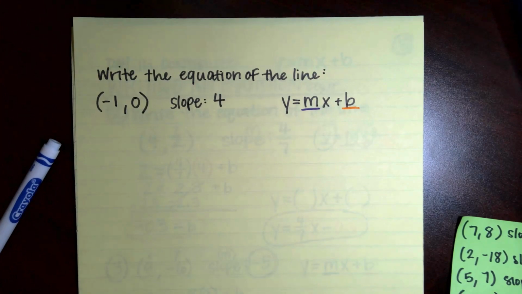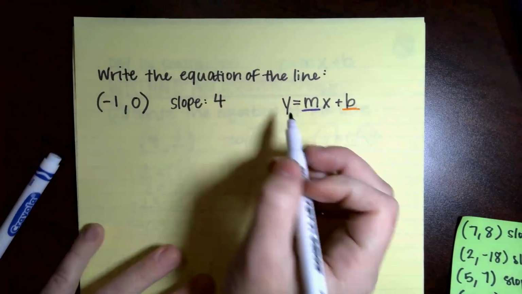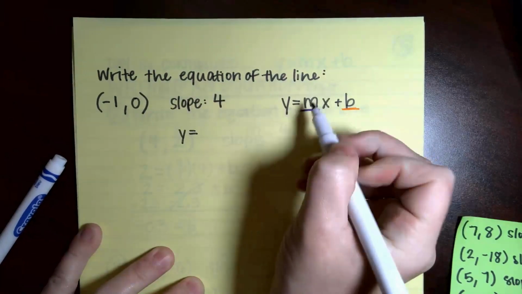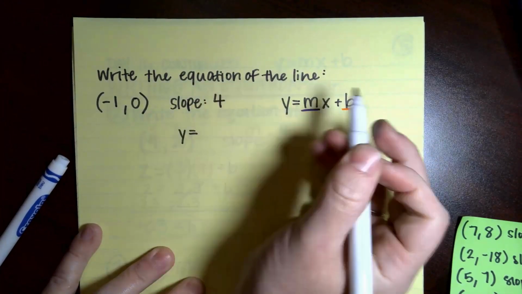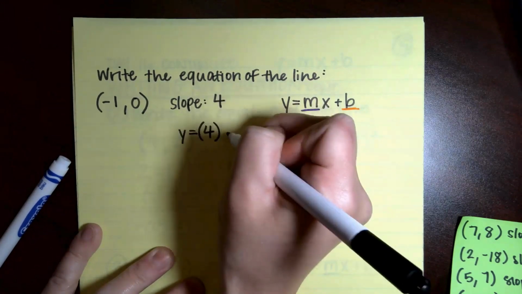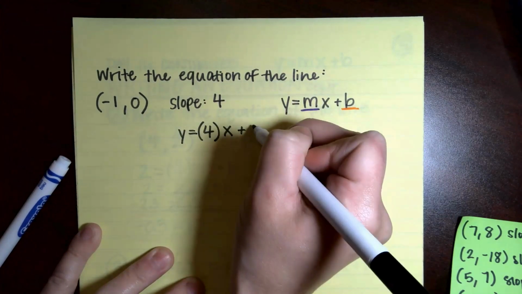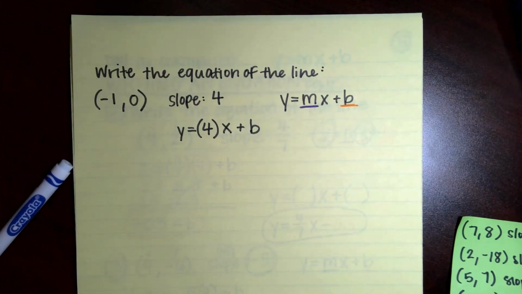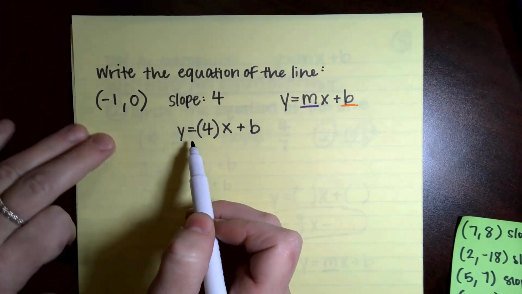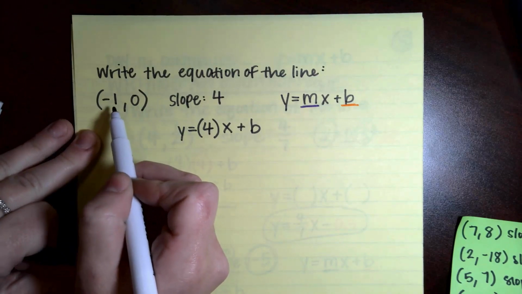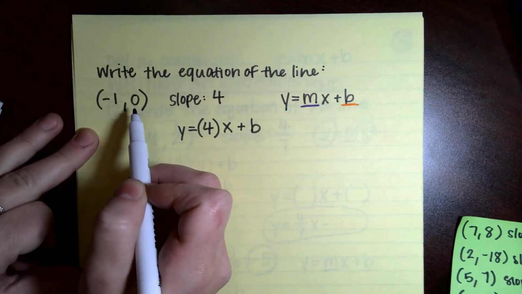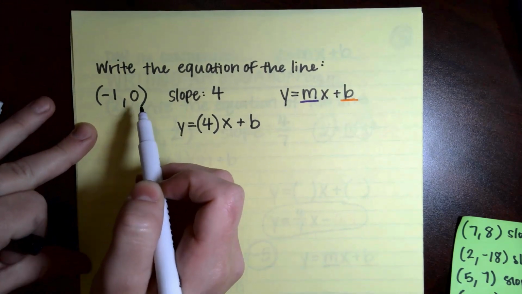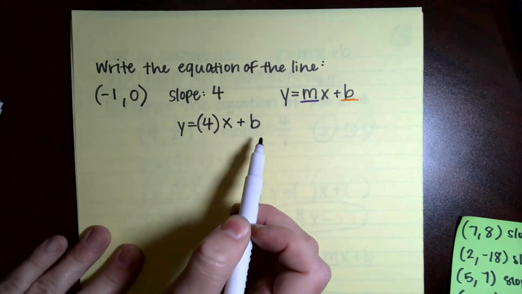I'm going to use a different marker. That one's getting a little flat. y equals, my m is my slope, so 4 is my slope. 4x plus b. All right, so I've got that so far. Now what? Let's rewrite again. We are given an x value of -1 and a y value of 0. So let's use that point to our advantage and plug it in to solve for b.